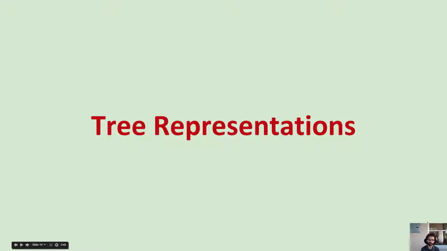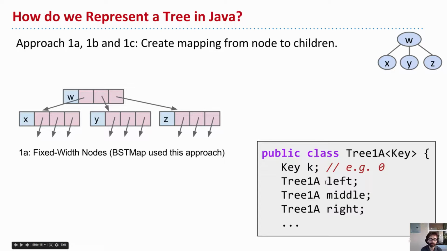So great, we know how to take a priority queue and represent it as a heap. But how do we represent a heap in Java? So this is actually a deeper question we're going to talk about, which is how do we represent trees, period, in Java? And so let's discuss some different approaches.